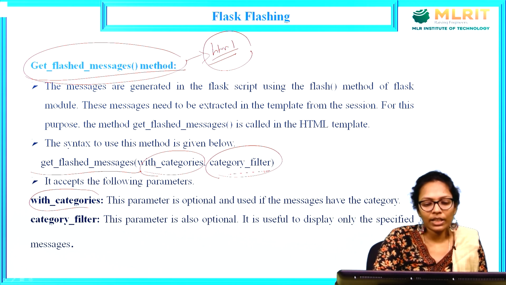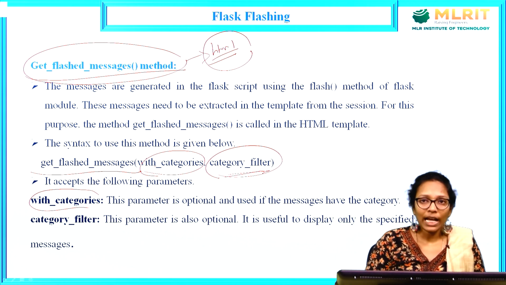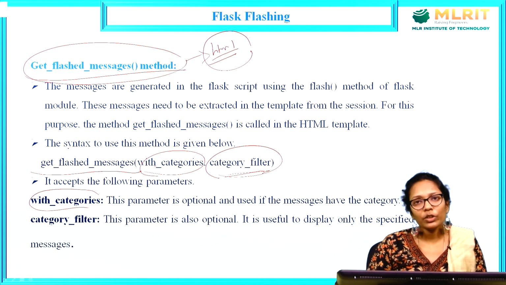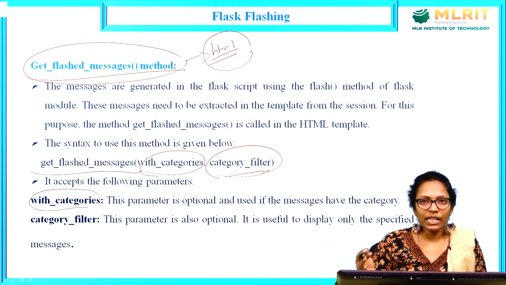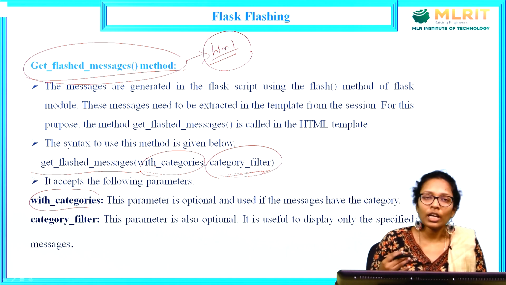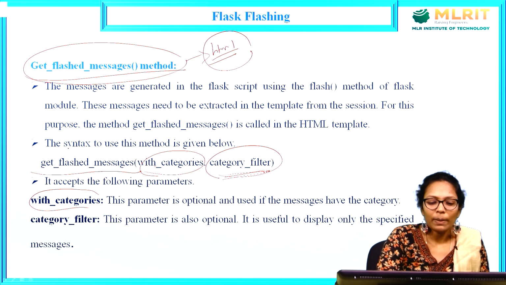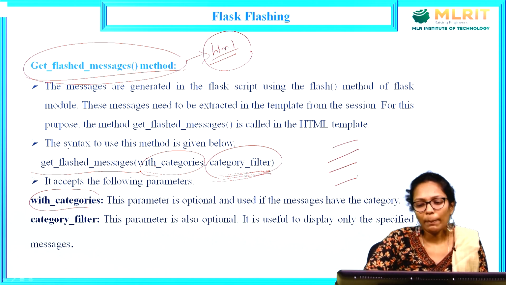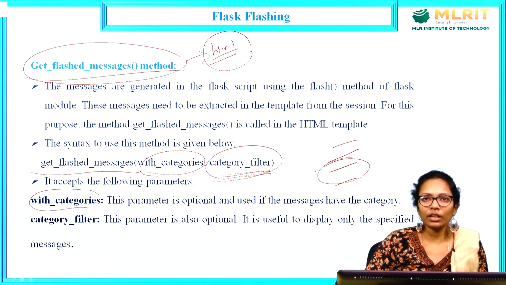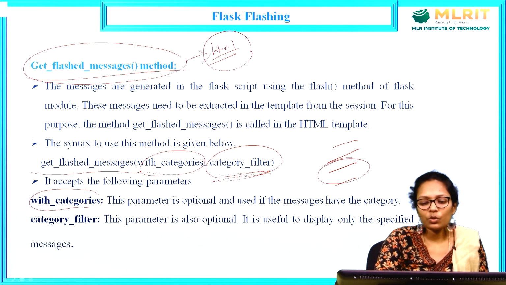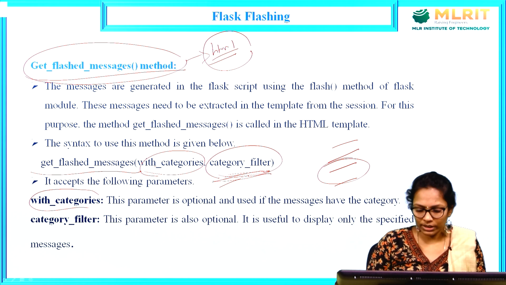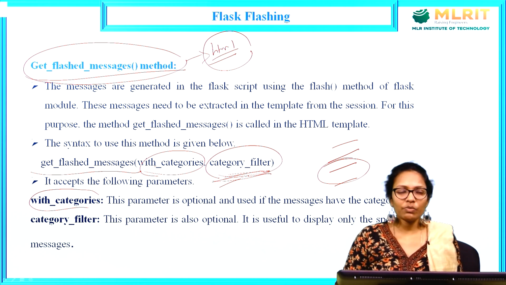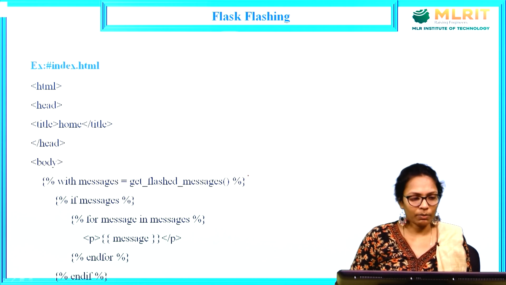The second one is category_filter. After retrieving this information, if you want to filter something rather than display all of it, you can mention it in the category_filter. For example, we have lots of information, but I want to display only one particular category. In that case, you can use the category_filter. But these two are optional parameters. We can simply call the method without any parameters also.